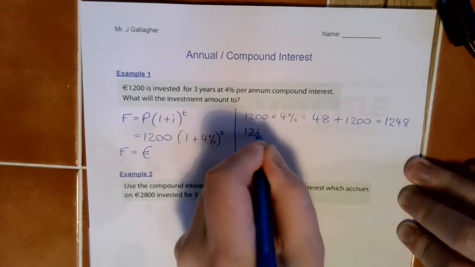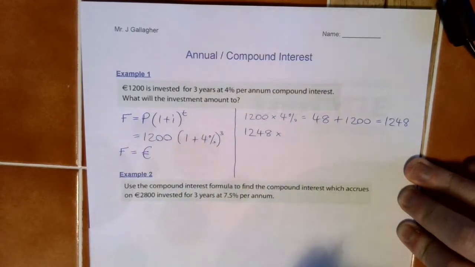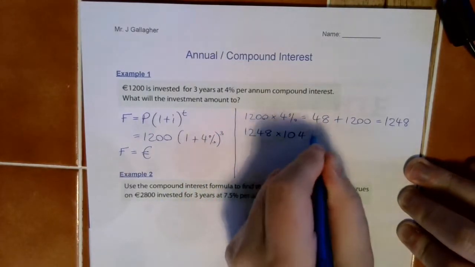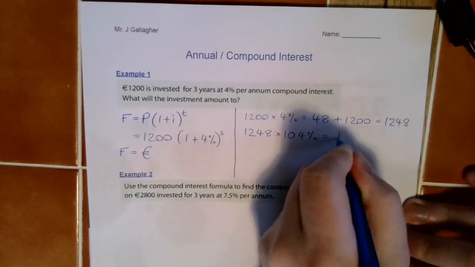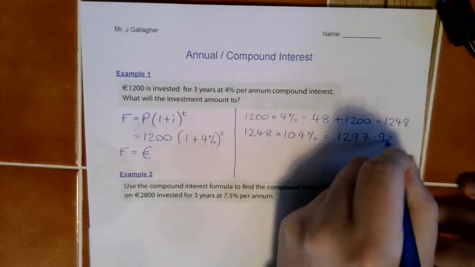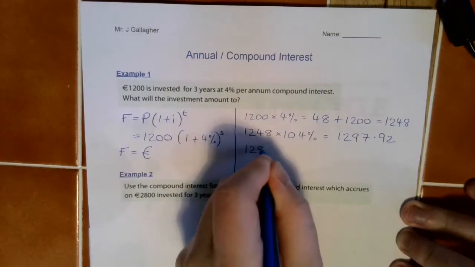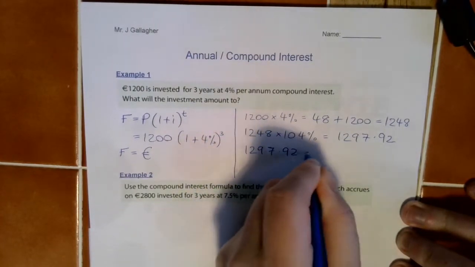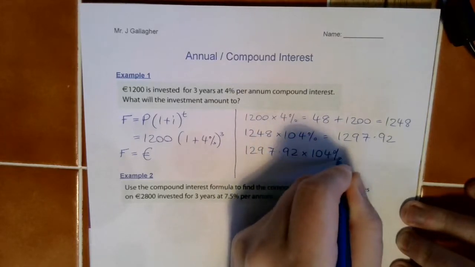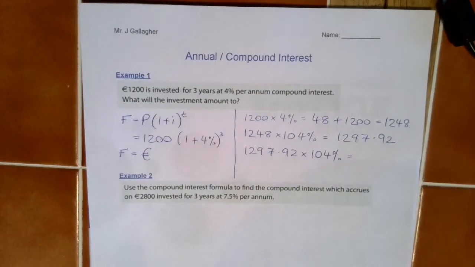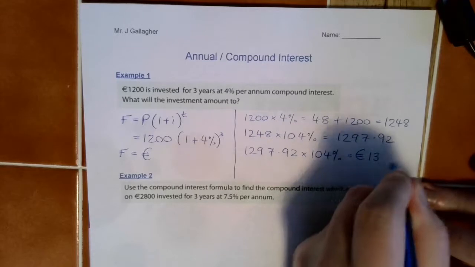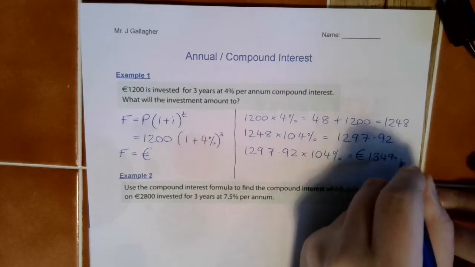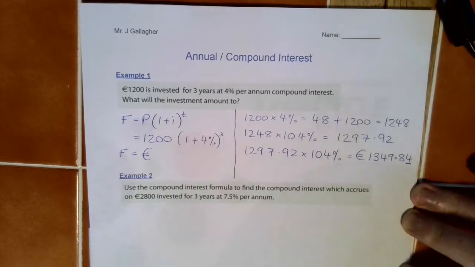So then it would be the 1,248 times 4% and add it on, or your other way of doing it is 104%. If you actually times it by 104%, it'll give you your answer straight away. So you can see that the sum at the end of the next year is 1,297.92, and then you do it one last time, 1,297.92 times 104% is equal to 1,349.84, and again check your rounding at the end.